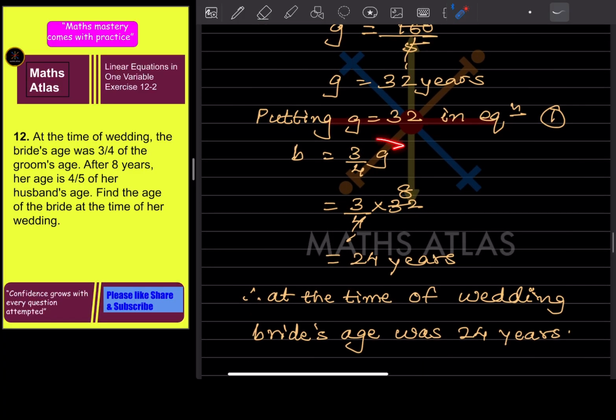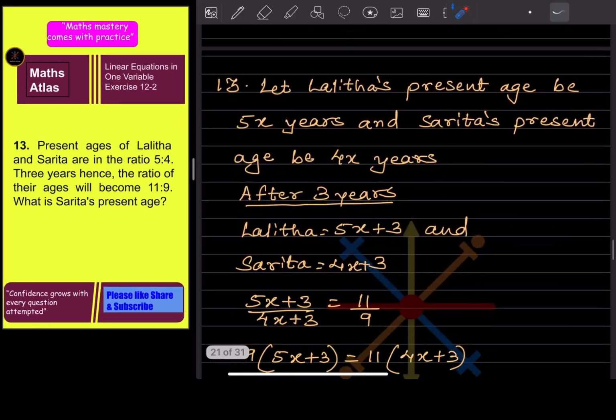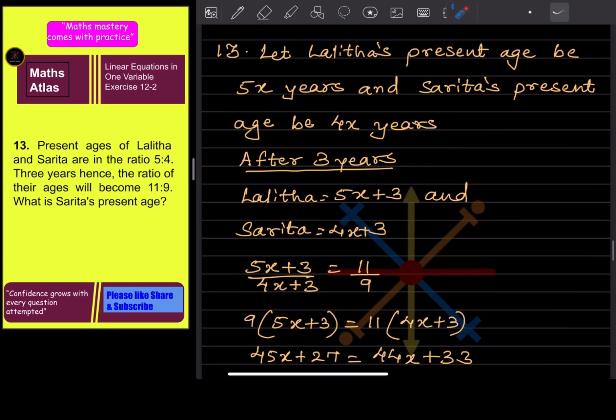So equation number this one is B is equal to 3 by 4 G. So in place of G, you will put 32, which is going to be 24 years. So at the time of wedding, they have asked the bride's age. So the bride's age was 24 years.